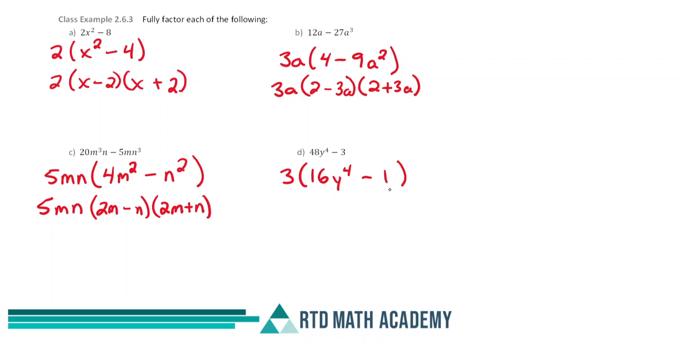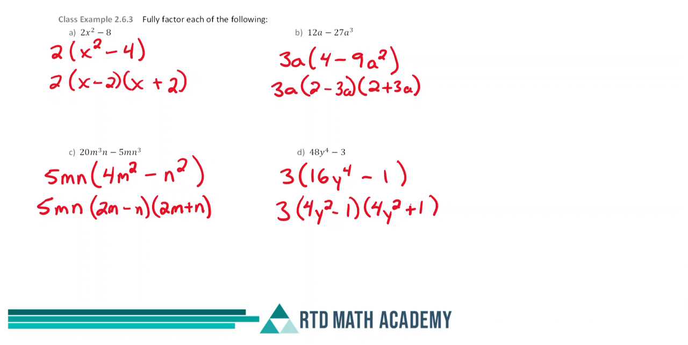This is one that people always miss. 16 is a perfect square. y to the 4, right? Any even power would be a perfect square. And then 1 itself is too, because the square root of 1 is just 1. People miss that all the time. So let's carry on. Now we've got 3. Throw my brackets down. Square root of 16 is 4, so they both get a 4. Square root of y to the 4 is y squared, so they both get y squared. And then square root of 1 is 1, so they both get a 1. So 1's minus and 1's plus.